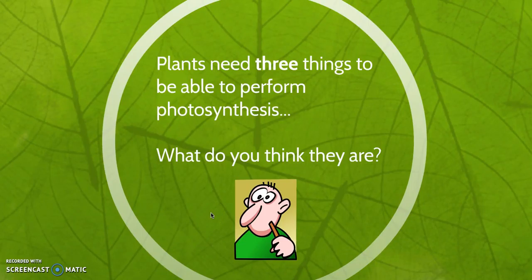In order to do this, plants need 3 things to be able to carry out the process. I want you to brainstorm what you think these 3 things are. So go ahead and pause this video and write them down, and when you're done, go back to the video and we're going to show you what these 3 essential elements to photosynthesis are.